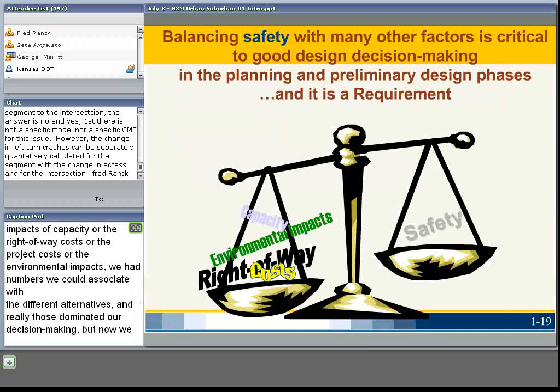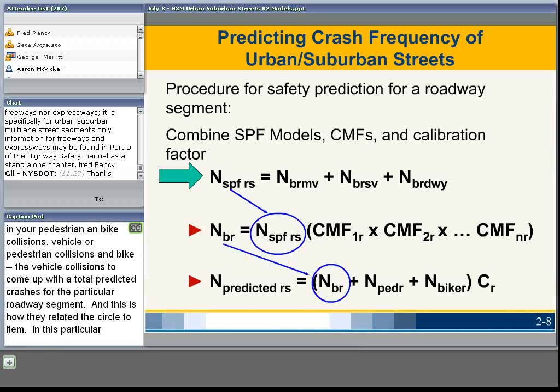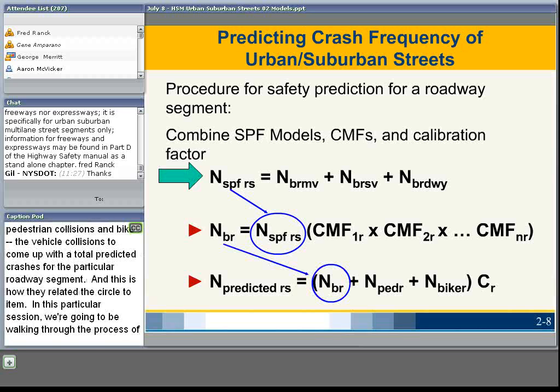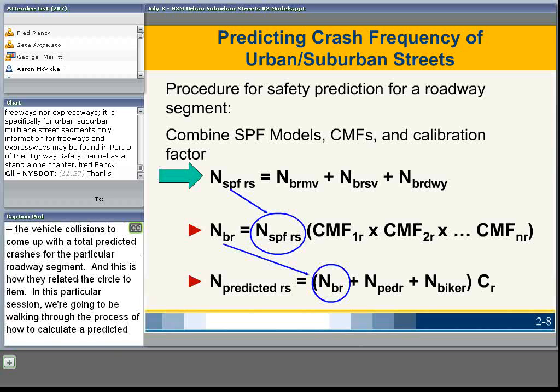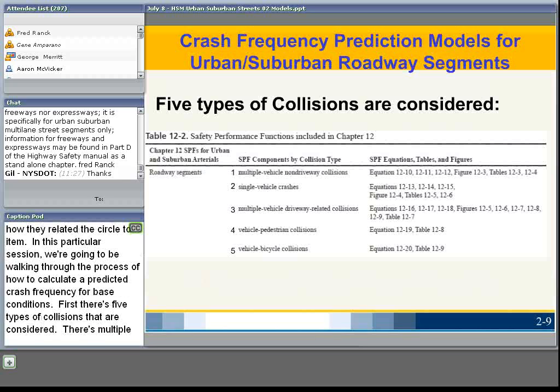Now, once you've determined your predicted value for base conditions from the equation above, you would apply the appropriate crash modification factors that make adjustments for either your existing or proposed conditions. And then finally, you would factor in your pedestrian and bike collisions, vehicle-to-pedestrian and bike-to-vehicle collisions, to come up with the total predicted crashes for the particular roadway segment. And this is how they relate, the circled items.